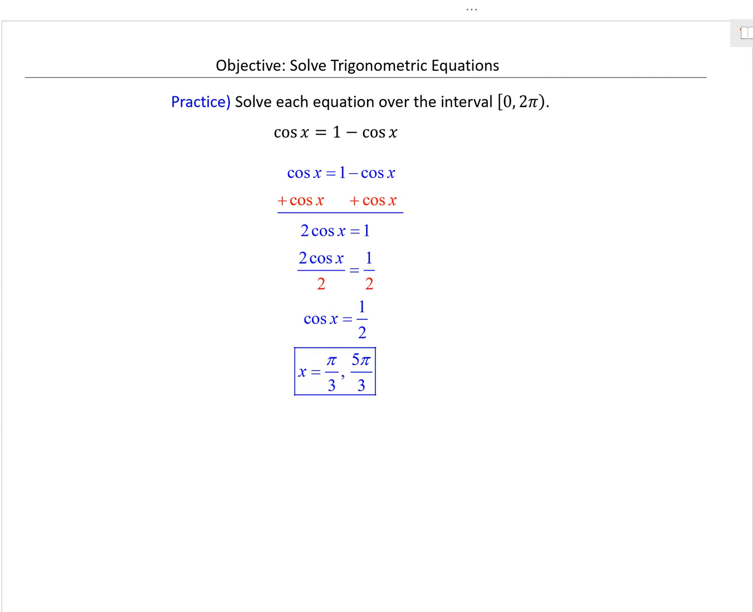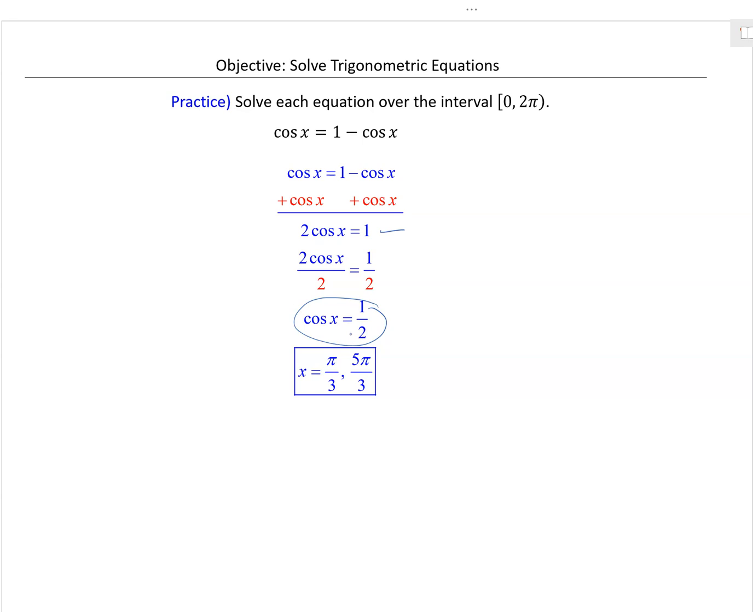So similar, adding cosine to both sides gives us 2 cosine x equals 1, and then dividing by 2 gives us cosine of x equals 1/2. So then we have to know our unit circle. Where is cosine value equal to 1/2? At what angles is cosine 1/2?